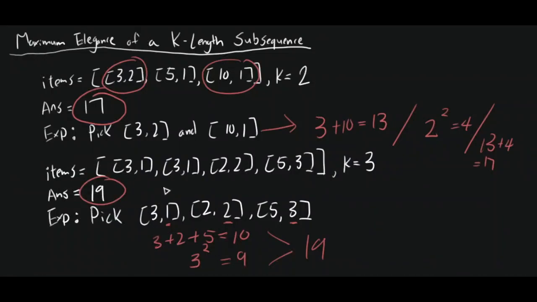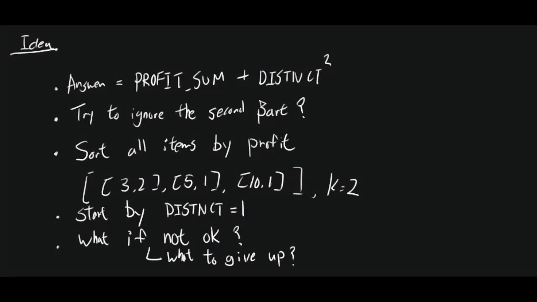So we don't have to explicitly tell how to make this 19. We just have to return the maximum that we can get. So how can we solve this problem? As I already mentioned, if you look at the answer, the formula looks something like profit sum plus distinct squared. So it seems complicated.